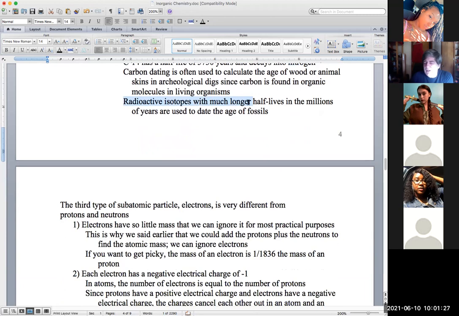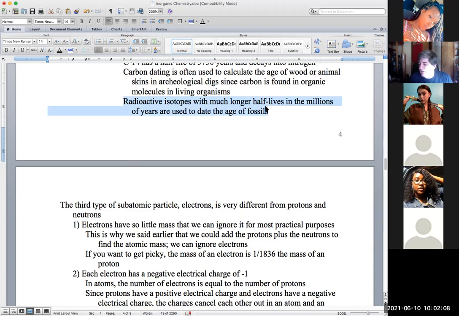Now, some radioactive isotopes have half-lives in the millions of years. And again, humans haven't been around that long, so we haven't been watching these radioactive isotopes for millions of years. But if we look at these radioactive isotopes that have half-lives of millions of years, we can also use them to calculate dates. However, we don't have any human cultures that old, but what we do have is fossils of organisms. For instance, dinosaurs went extinct about 66 million years ago.